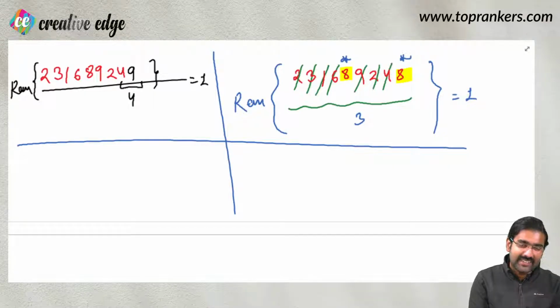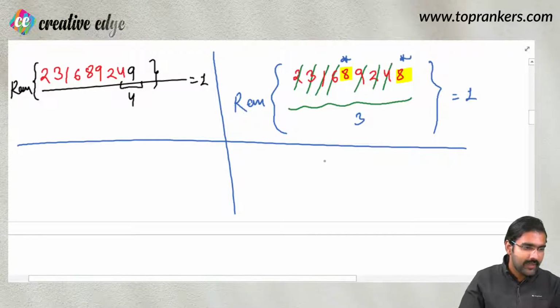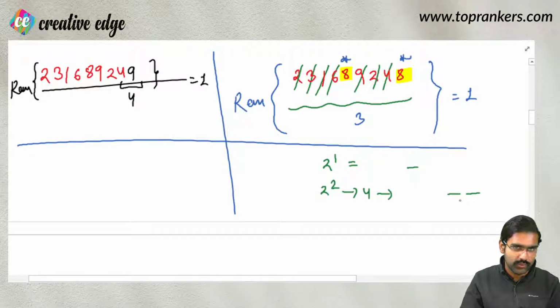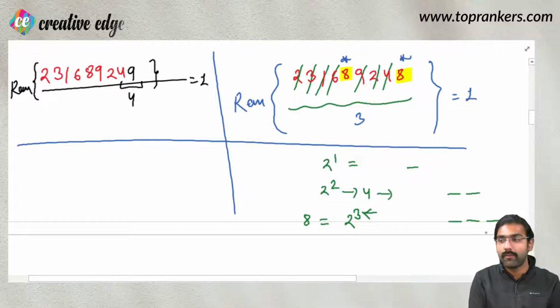As far as 8 is concerned, I hope you remember we had developed a rule that for 2 to the power 1, that is for 2, there was the unit digit rule. For 2 to the power 2, that is when you were checking for 4, the rule was that you were supposed to check the last 2 digits. So when 8 comes into the picture, this is clearly 2 cube. 2 cube means you're going to check the last 3 digits, whether they are divisible by 8 or not.